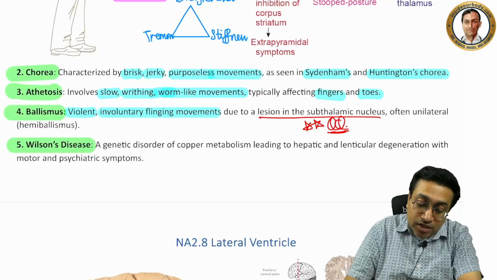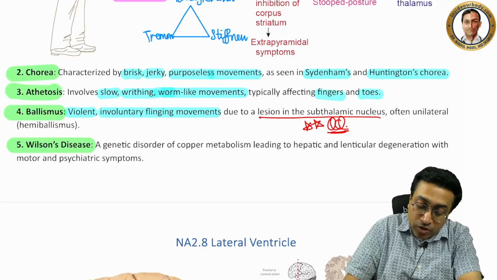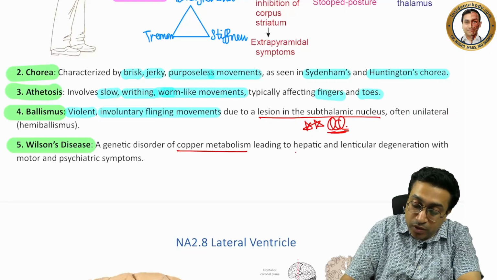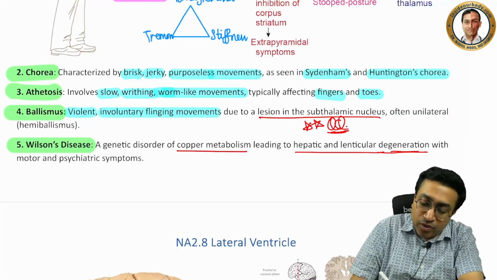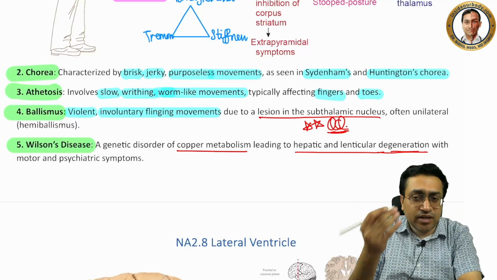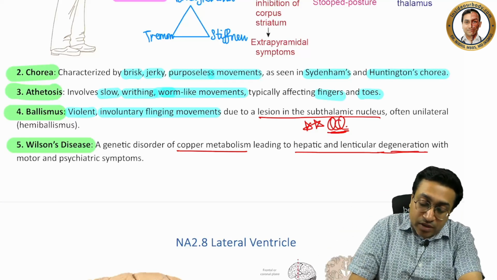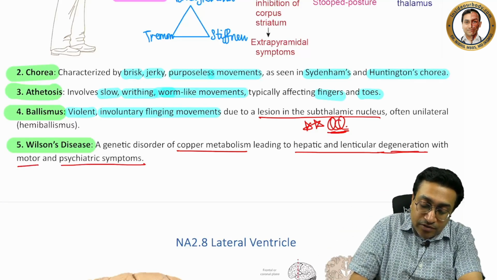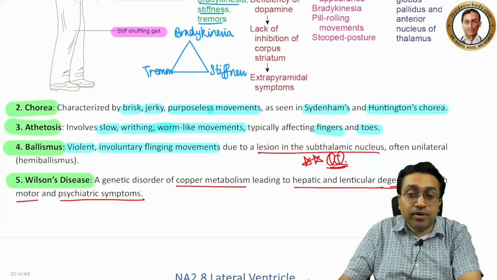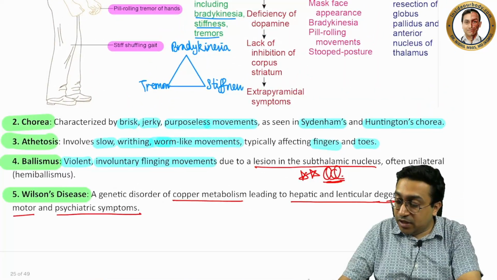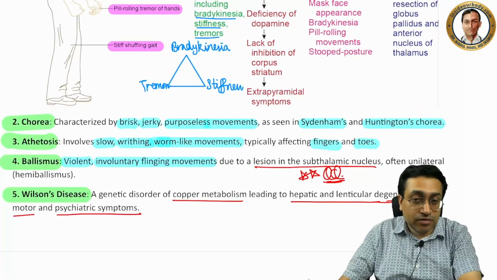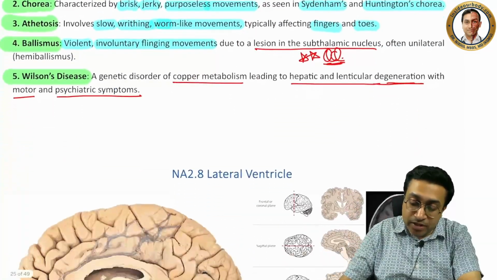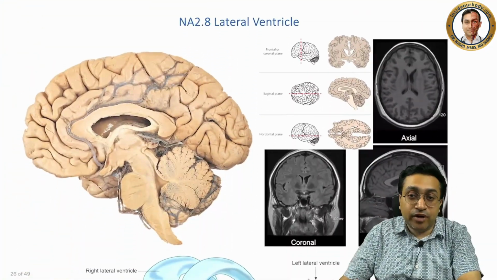And now you see Wilson's disease, which is a genetic disorder of copper metabolism leading to hepatolenticular degeneration. These are the very famous words, with KF rings in the eyes, so in ophthalmology also you study. Then with motor and psychiatric symptoms. So that's about the basal ganglia which we have discussed in detail. So please remember this very important topic. Next we come to the lateral ventricle.